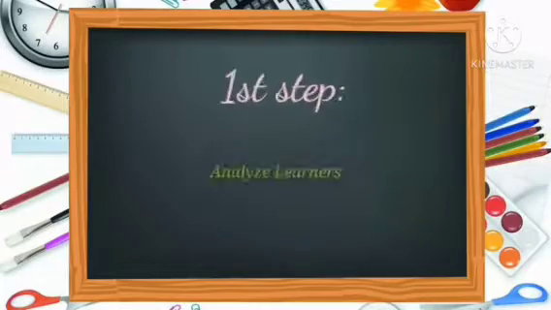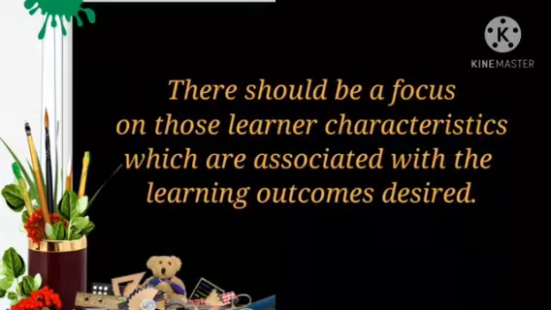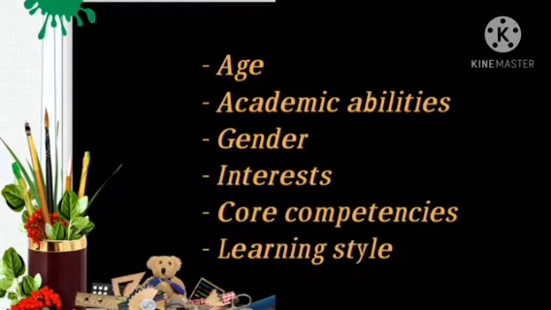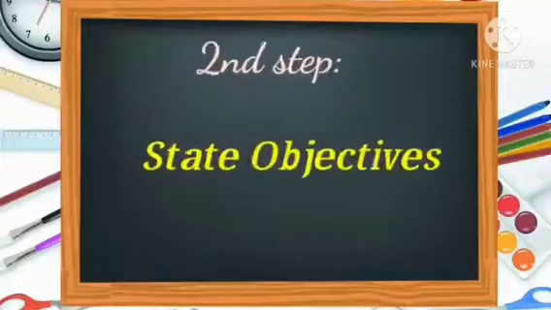First step is to analyze the learners. The A.S.S.U.R.E model begins by analyzing the learners. In this process, the teacher should analyze the attributes of his or her learners. There should be a focus on those learner characteristics which are associated with the learning outcomes desired. It should be identified such as general attributes of the learners, including age, academic abilities, gender, interest, core competencies, and learning style.